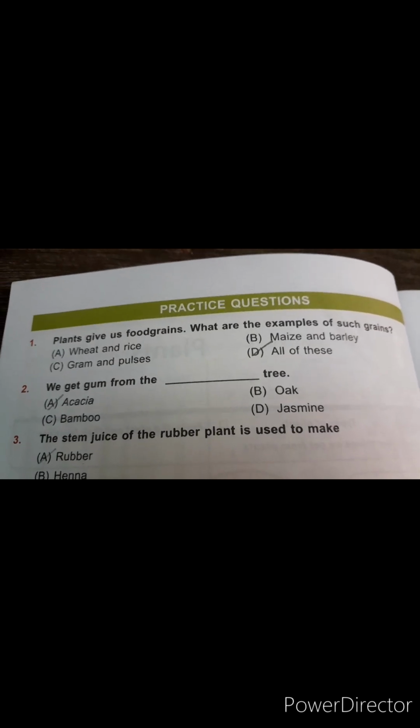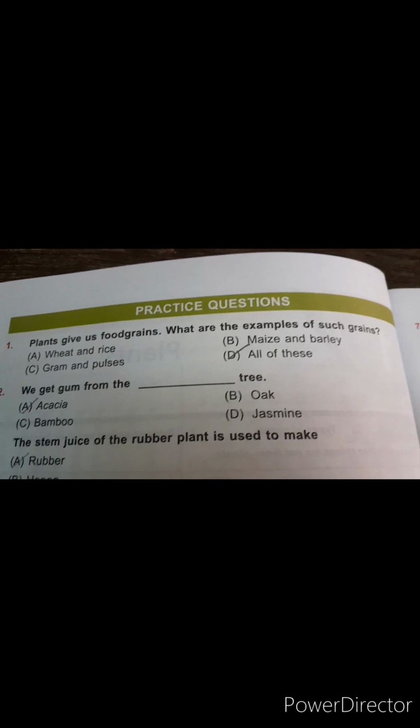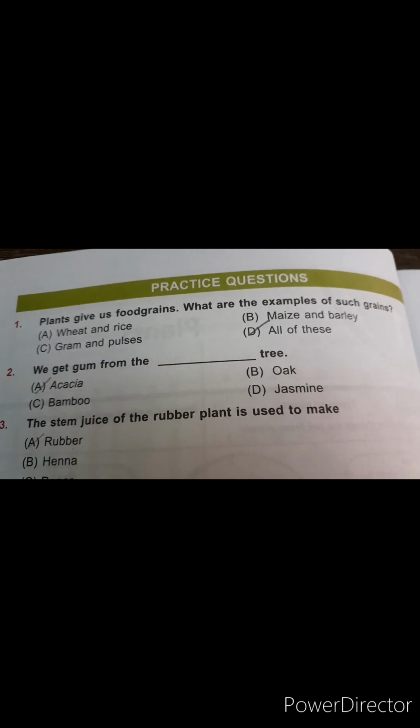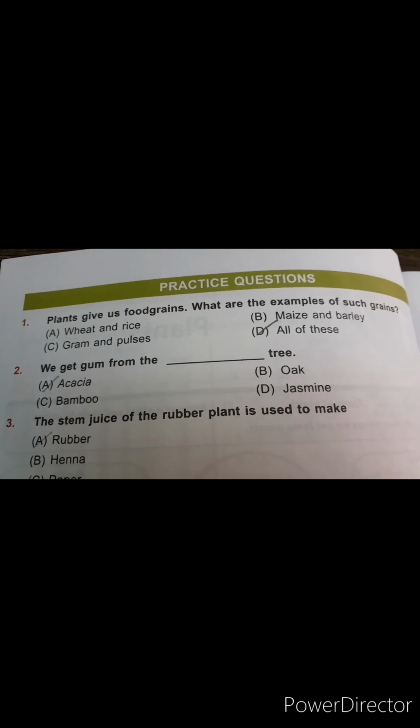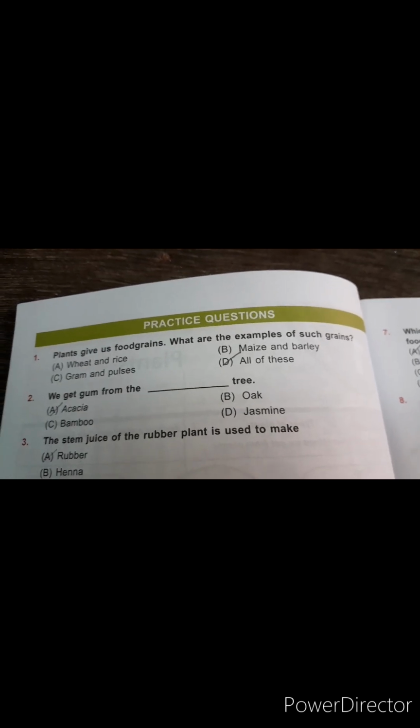First question, plants give us food grains. What are the examples of such grains? Options: A. Wheat and rice, B. Maize and barley, C. Gram and pulses, D. All of these. Now it's time to answer. The answer is option D, all of these.